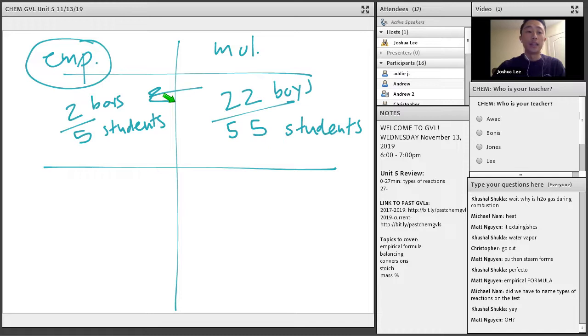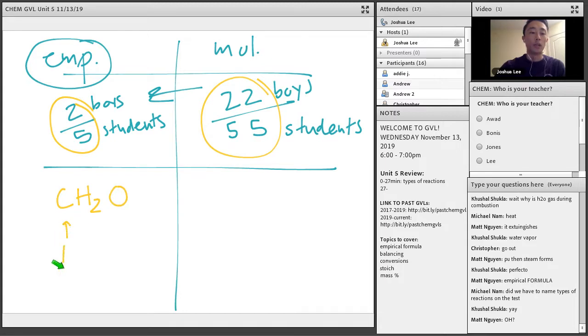And it keeps the same ratio. The ratio is always going to be 2 to 5, or 2/5. Same with this. And that's the same ratio. So for an empirical formula, you could have something like CH2O, meaning for every one carbon, there's going to be 2 hydrogens and 1 oxygen. So the ratio is still the same.